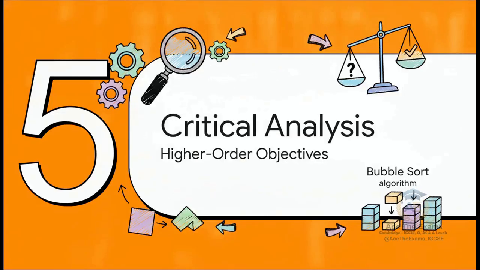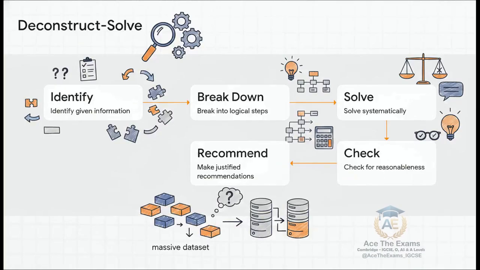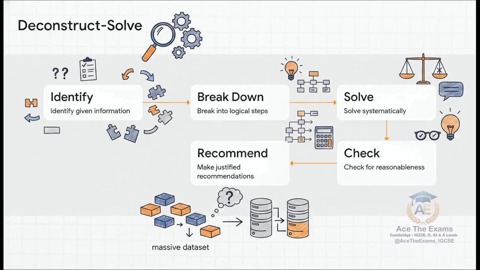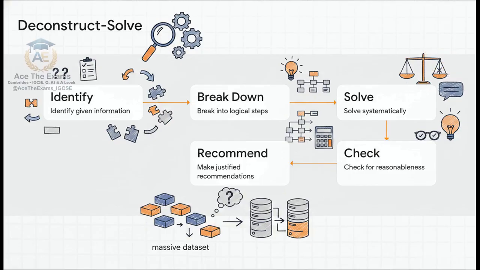Finally, we reach Section 5, Critical Analysis and Evaluation. This is all about mastering higher-order objectives. Higher-order assessment objectives demand that you don't just mechanically execute an algorithm, but that you evaluate it critically. This deconstruct, solve, evaluate loop is your blueprint for achieving that. Identify the given information, break it into logical steps, solve systematically, check for reasonableness, and finally, make justified recommendations.